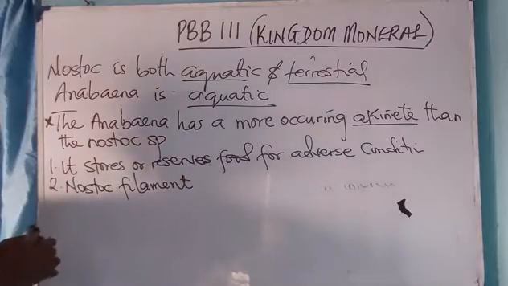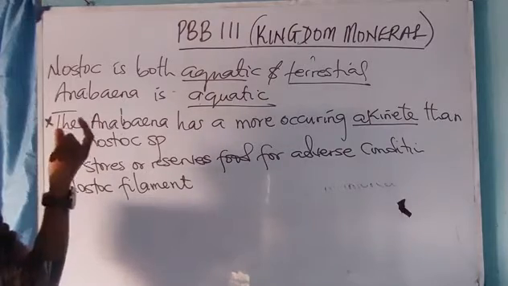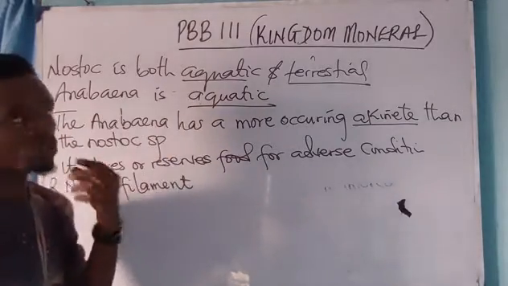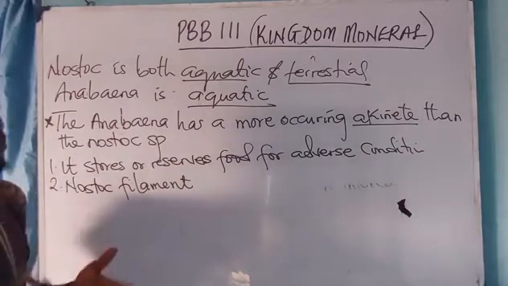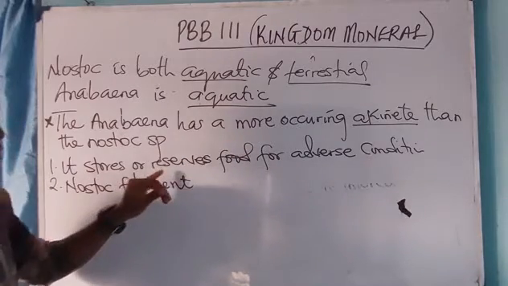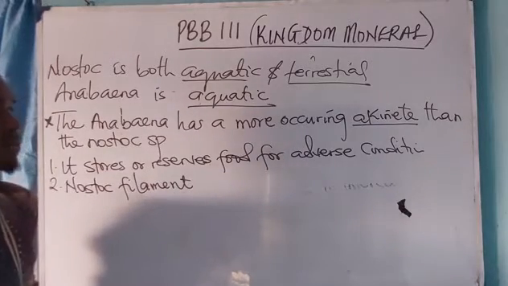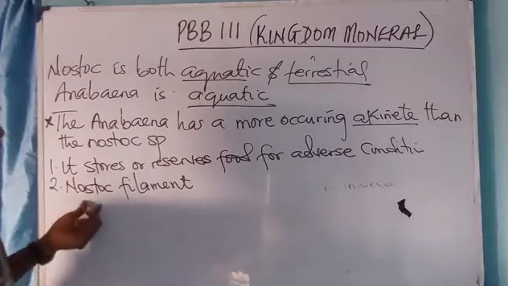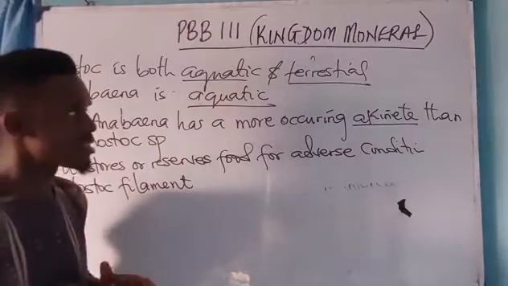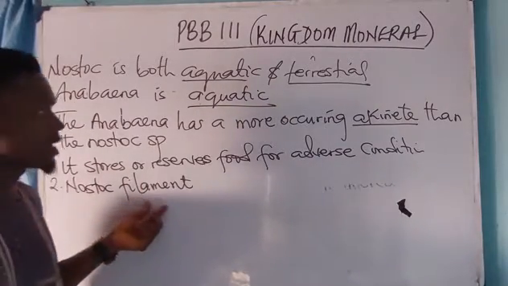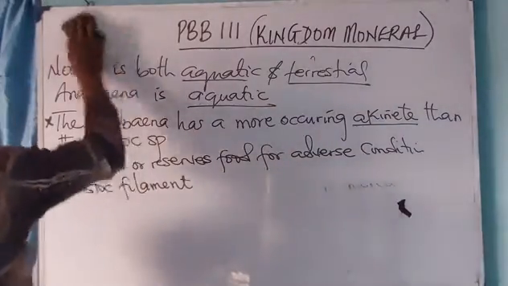Alright, which means that the heterocyst does two things. One, they contain nitrogenase, which helps the cyanobacteria to fix nitrogen. And two, they also enhance reproduction, by breaking into different filaments. Then the akinete stores or reserves food for future use when the condition is not quite tolerable, when it's not good enough. Since they are vegetative cells, they also have the ability to germinate and later form another Nostoc filament. So please take note of that.